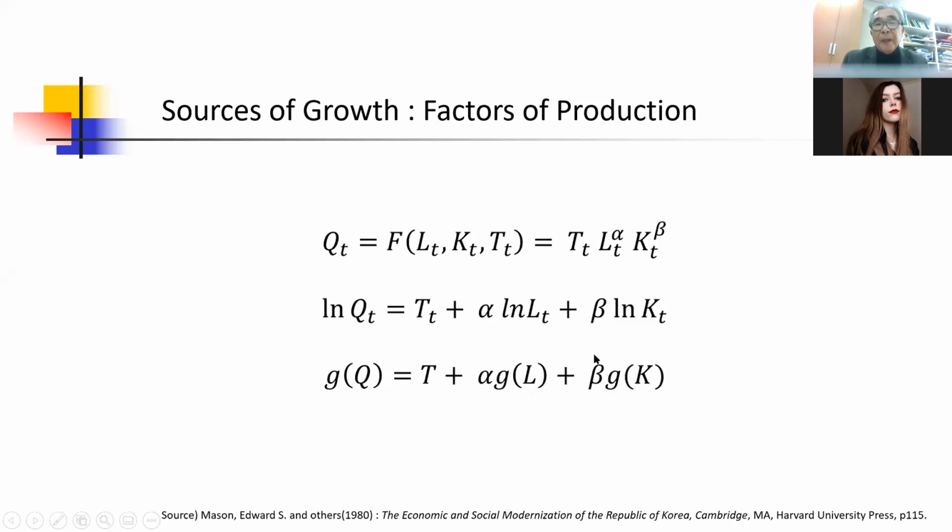And the theoretical implication of alpha and beta is very important. We usually assume alpha plus beta equals 1. We call that kind of production function constant returns to scale. When alpha plus beta equals 1, we call it a constant returns to scale production function, or constant returns to scale type Cobb-Douglas production function. The meaning of alpha and beta is important.